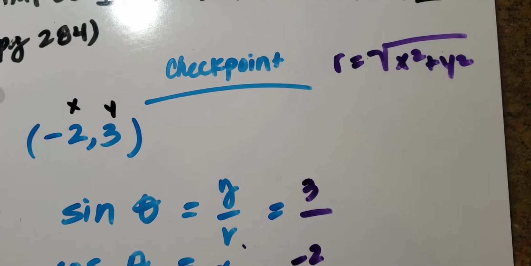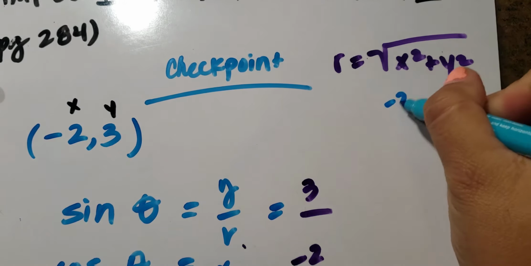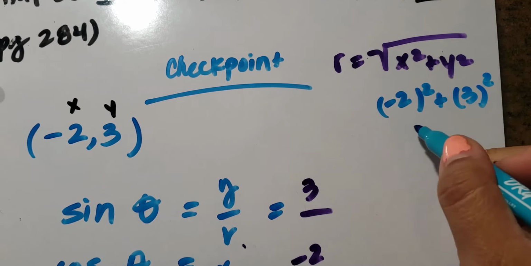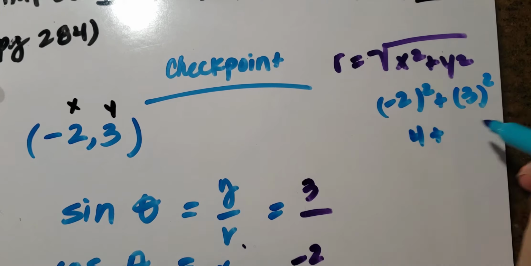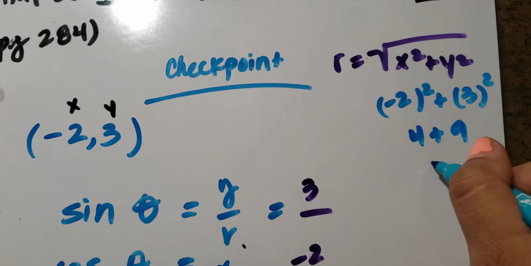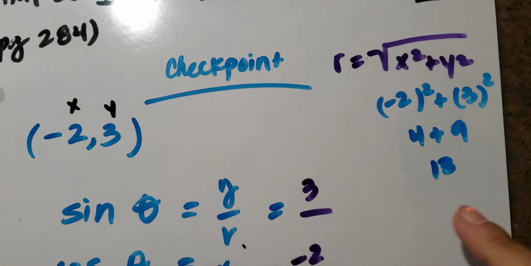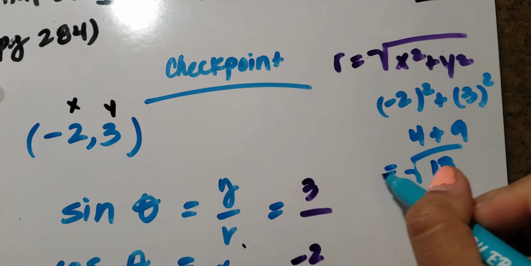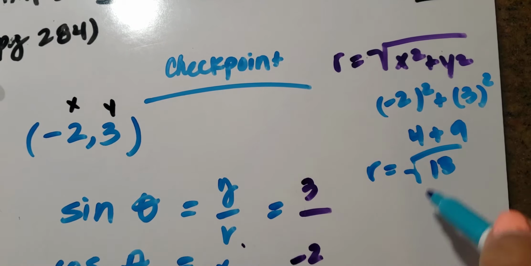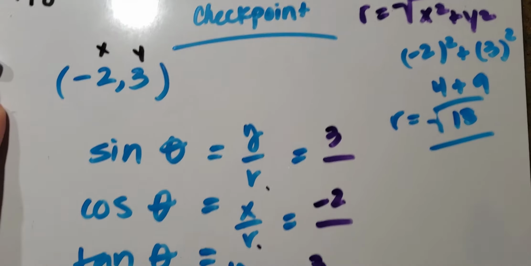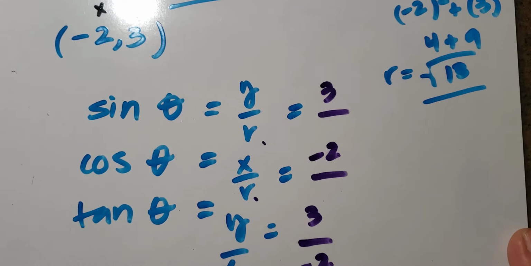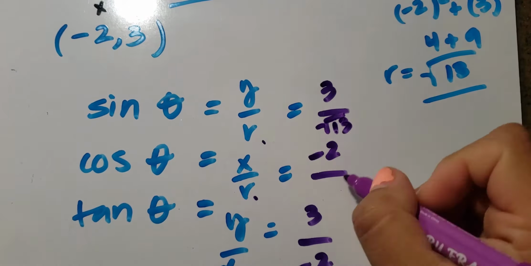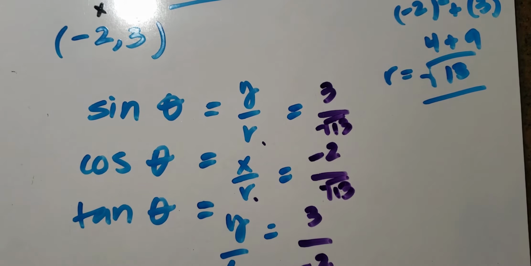So again, we know that x is -2, so (-2) squared plus y. Y is 3 squared. (-2) squared is 4, and 3 squared is 9. So this is 4 plus 9, which is 13. And of course, we want the square root. So this is our r value, okay? R is square root of 13. So now, once you solve for the radius, you can just come and insert it. So this is square root of 13 and square root of 13, okay?